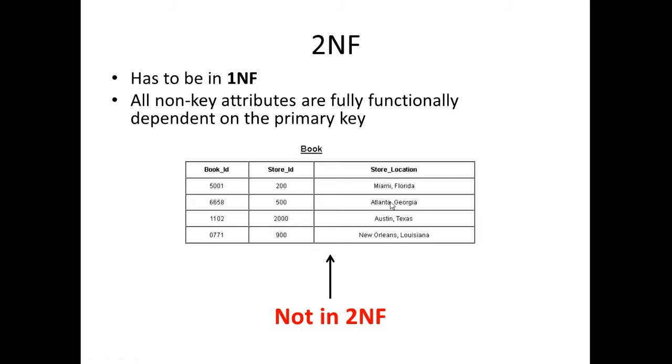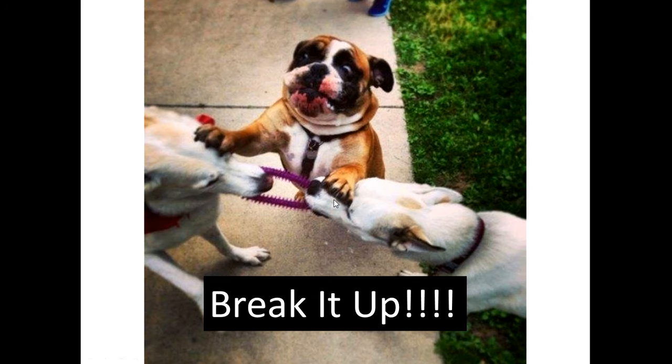So this store location is not fully functionally dependent on this primary key. It is only dependent on the store ID. So this table is not in second normal form. Now, in order to convert this table to second normal form, what we have to do is break it up.